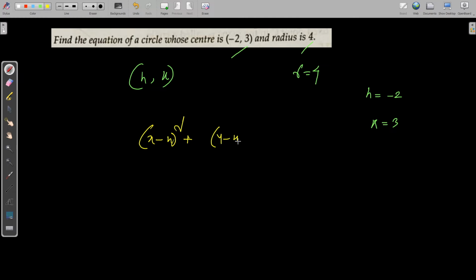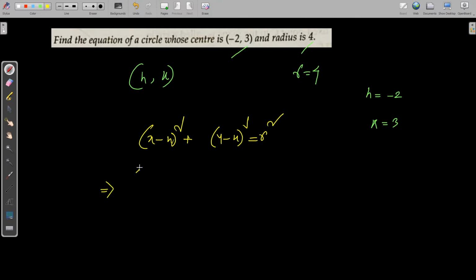Okay, let's take the first question. Find the equation of a circle whose center is (minus 2, 3) and radius is 4. So the r is given as 4 and the center is given in terms of a coordinate which we took as (h, k). So what's the value of h? h is given as minus 2, k is given as 3. So we will use the central form. So the central form was what? (x minus h) whole square plus (y minus k) whole square equals radius square.